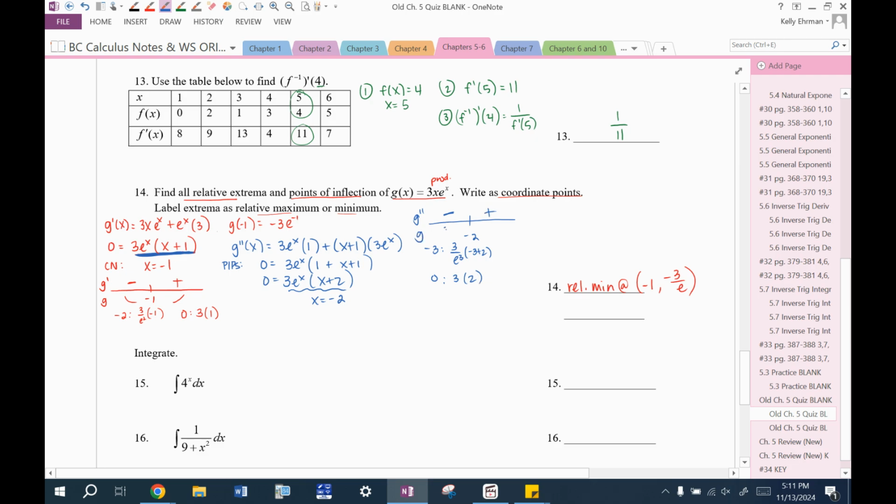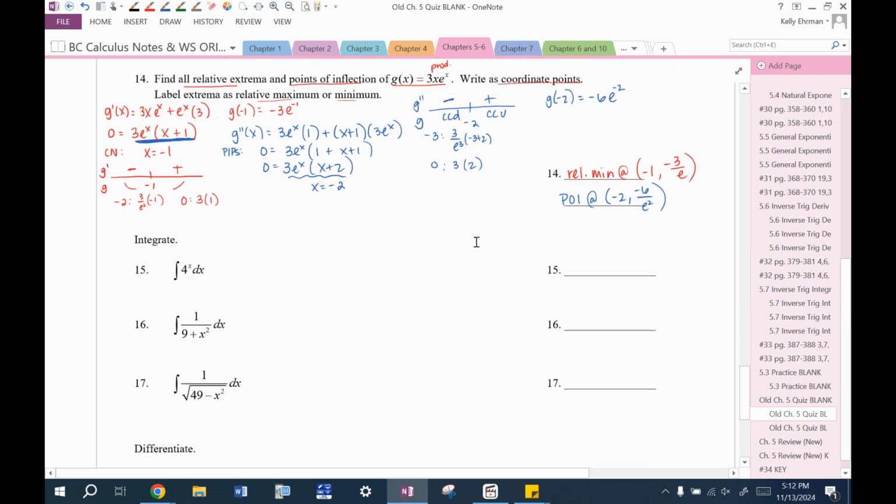So g does change concavity from concave down to concave up. So there is a point of inflection at negative 2, and then what is g of negative 2? 3 times negative 2 is negative 6, e to the negative 2, so I'm going to say negative 6 over e squared.